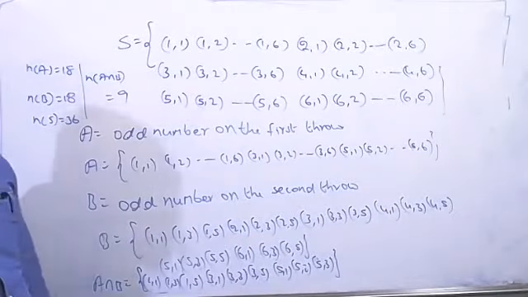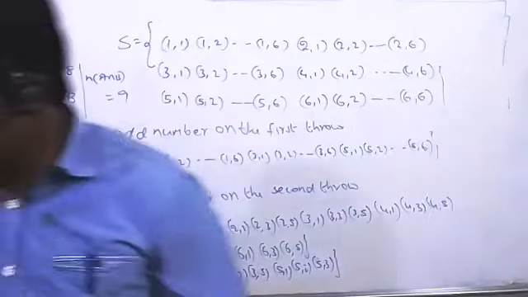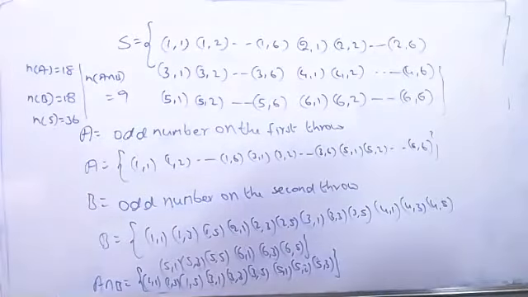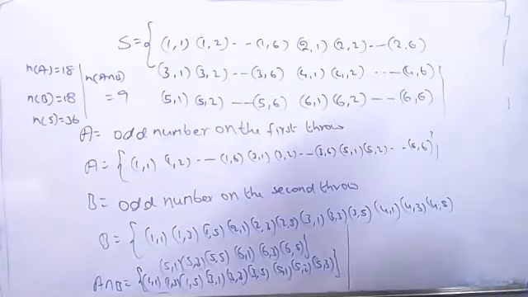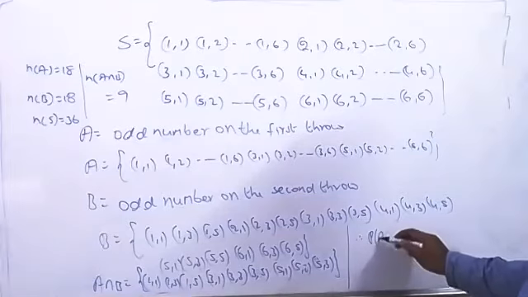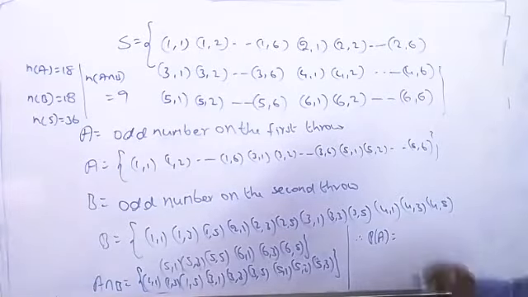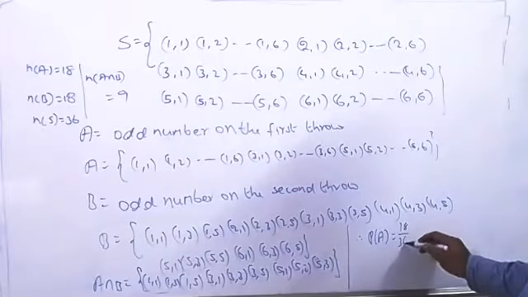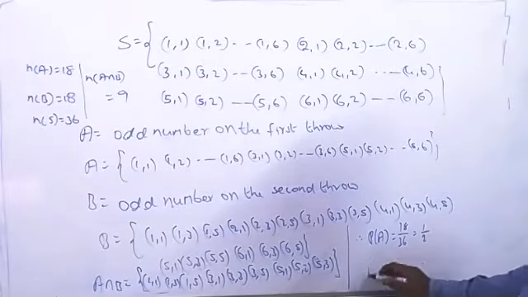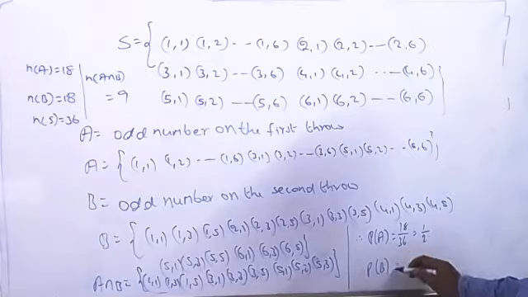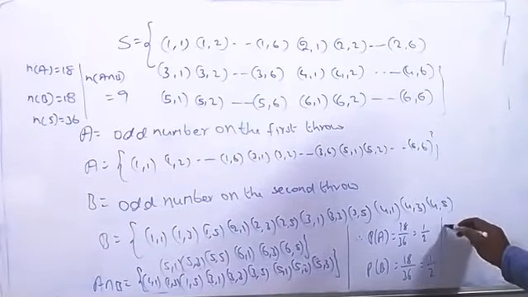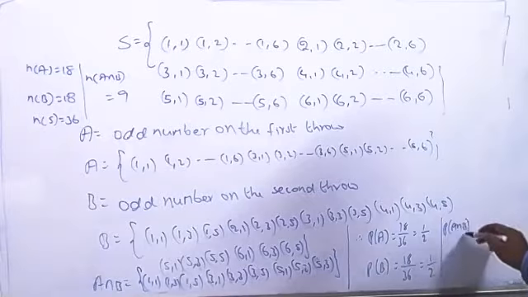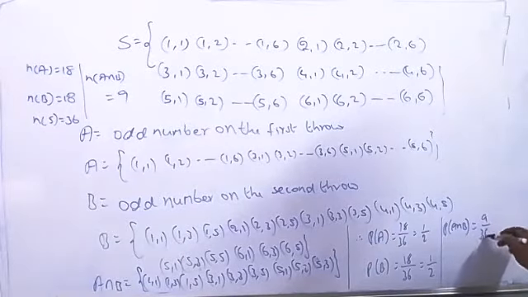Now we can find the probabilities and cross check it. So therefore probability of A is equal to how much? 18 by 36, clearly equal to 1 by 2. And the probability of B also equals 18 by 36, equal to 1 by 2. Next, the probability of A intersection B equals 9 by 36, equal to 1 by 4.